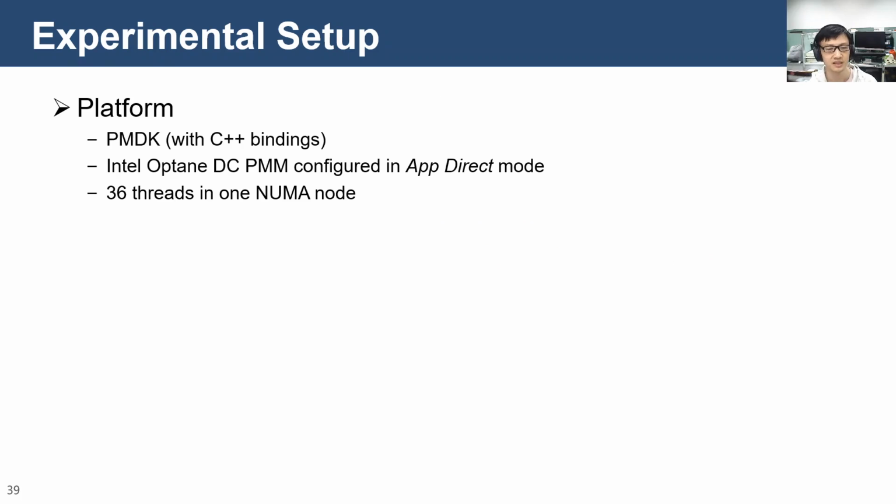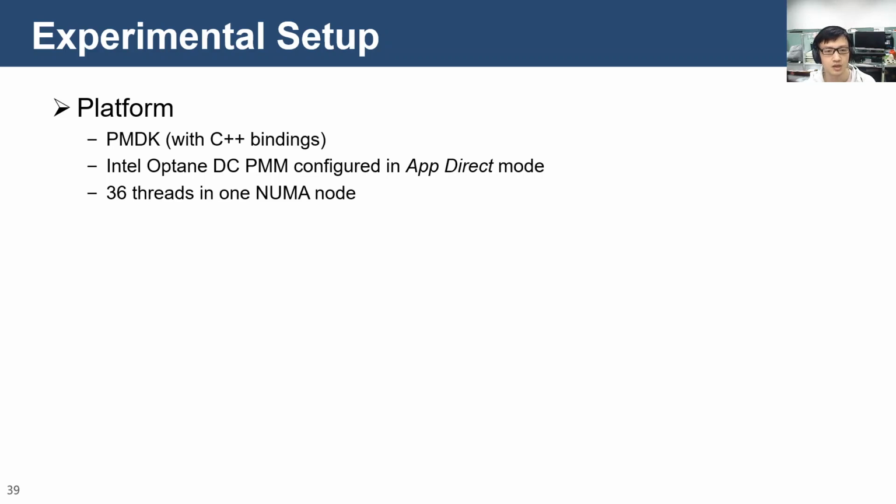We have implemented our clevel hashing based on PMDK with C++ bindings, that is, libpmemobj-cpp. In performance evaluation, we run our experiments using Intel Optane DC PMM configured in App Direct mode. The concurrent execution involves 36 threads in one NUMA node to avoid the disturbance of non-uniform memory latencies due to non-NUMA architectures.